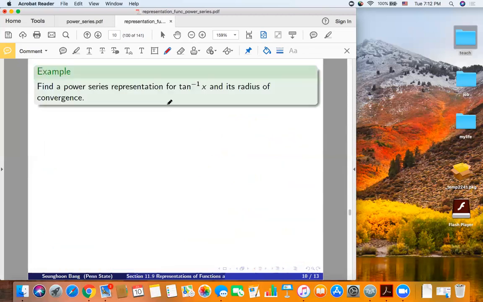The next topic: find the power series representation of inverse tangent of x and its radius of convergence. How can you find it? We can use a similar idea to finding ln of 1 plus x. Here, 1 over 1 minus x is the summation n equal to 0 to infinity of x to the n. The radius of convergence here is 1, the original one. You can take a derivative. Inverse tan x prime.